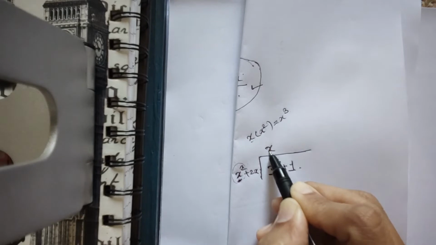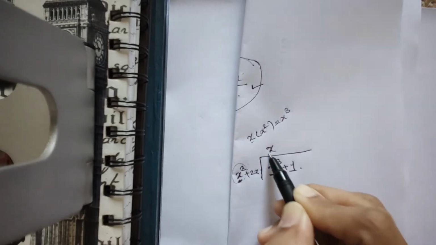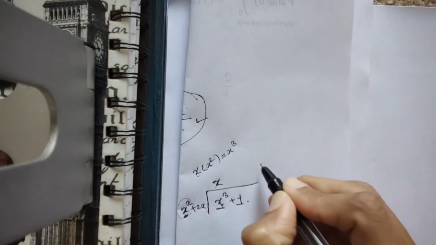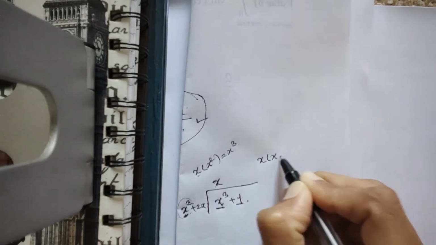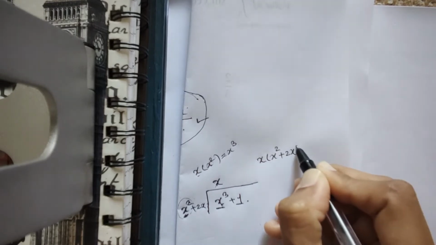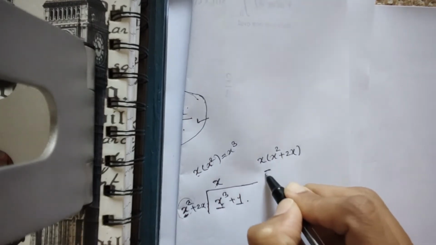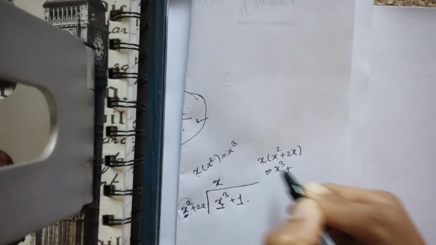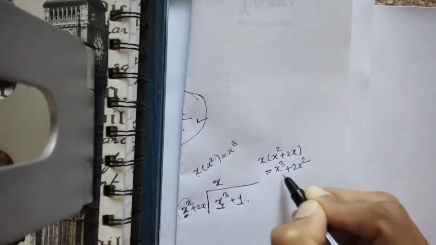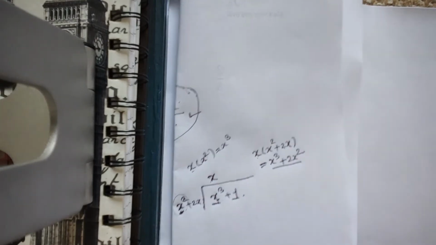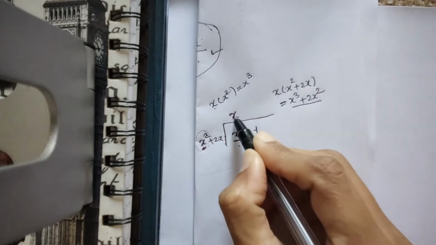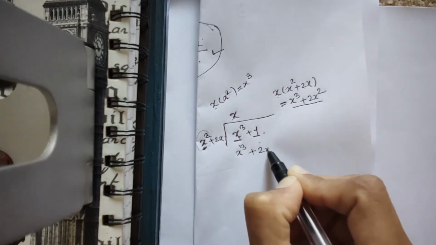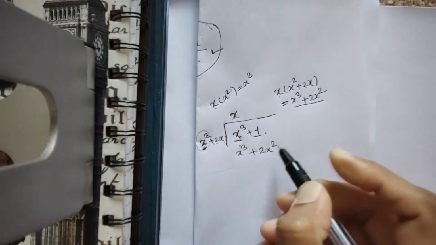So this is my first part, x. Now multiply this x with x square plus 2x. What do I get? x into x square, x cube, plus 2x into x, 2x square. Okay, this is the product. So this product I am going to write here: x into x square, x cube, plus 2x square. x into 2x is 2x square.